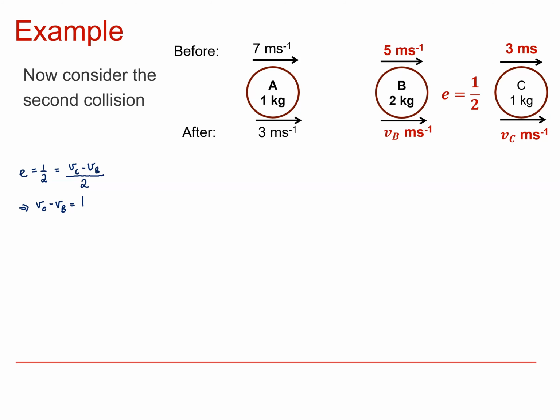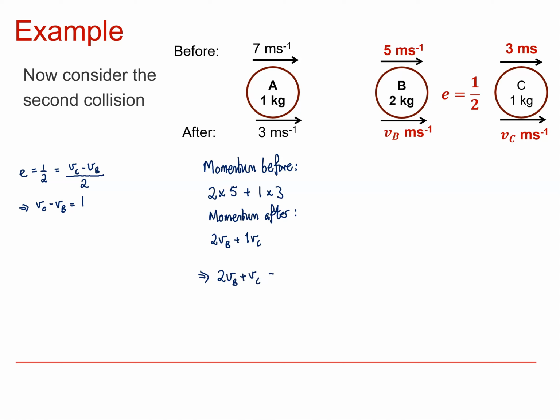Conservation of momentum is the second equation that we can use, and of course we need the momentum before impact, which is B of mass 2 moving with velocity 5 to the right, and C of mass 1 moving with velocity 3. So that's the momentum before, and the momentum after impact we've got 2Vb plus 1Vc. So our second equation is 2Vb plus Vc, momentum afterwards, is equal to the momentum before, which is 10 plus 3, which is 13.